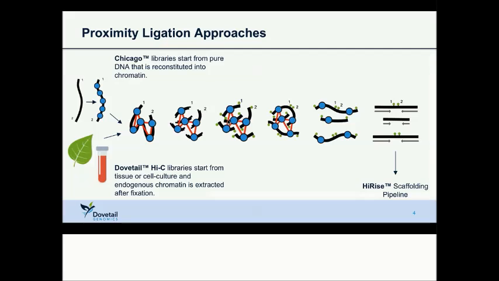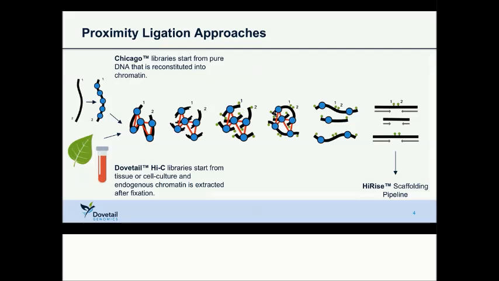The next step after we've done that restriction digestion is we're going to fill these ends in. We're going to make them blunt so that we can ligate them. And while we're doing that, we're going to also add a marker, which in this case is a modified nucleotide that has a biotin attached to it. And that's going to allow us to enrich later for the most informative fragments in the sequencing library.